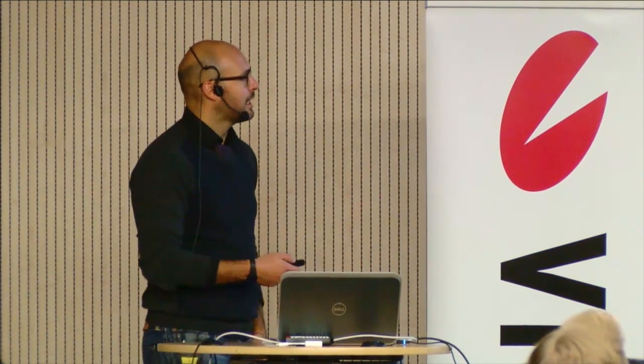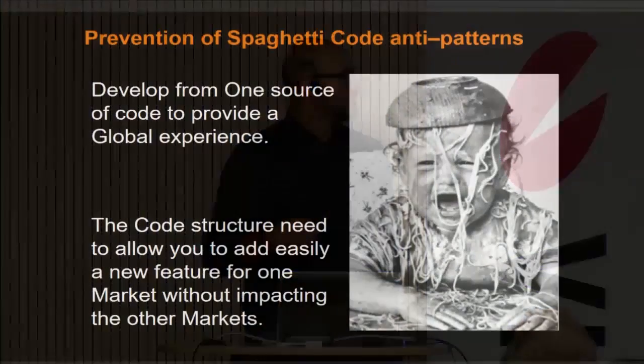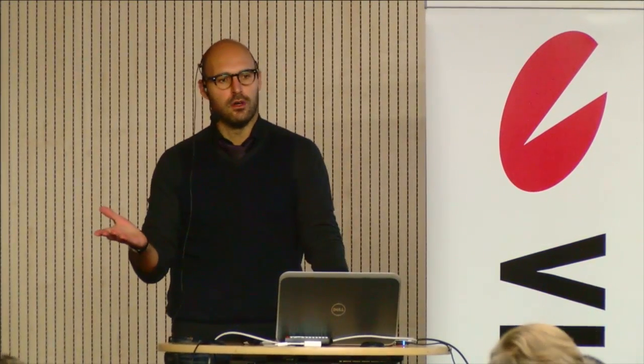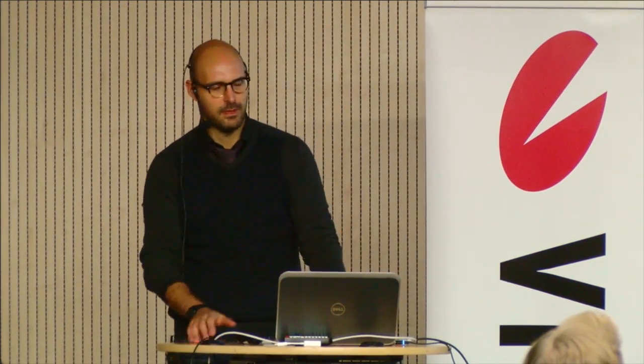Let's see something a little bit more technical. Prevention of the spaghetti code anti-pattern. This is a very important point once you are building your code. Basically, what we recommend is to develop from one source of code, so do not fork, because one source of code allows you to give the same experience to several countries. Another thing is implementing a code structure which allows you to easily switch a new feature from one country to another without impacting the other countries.